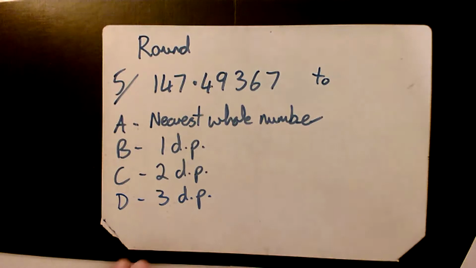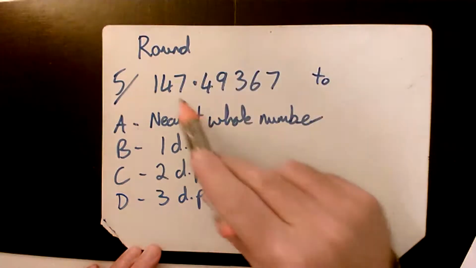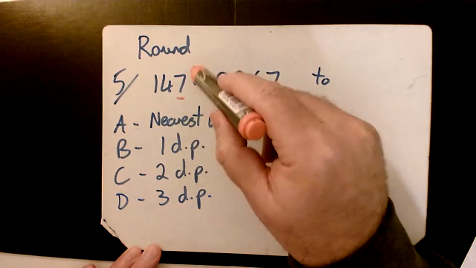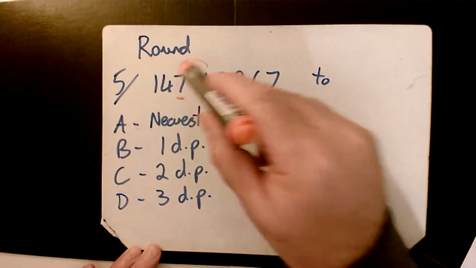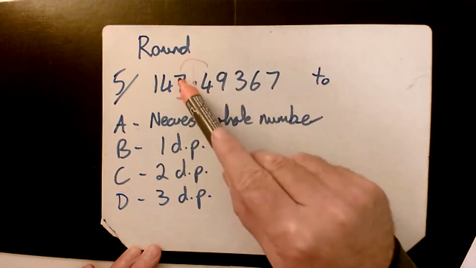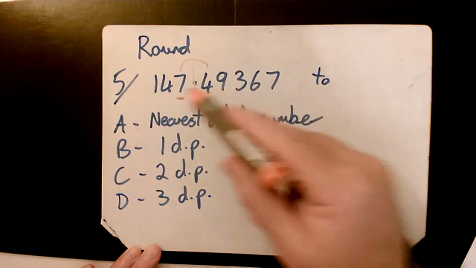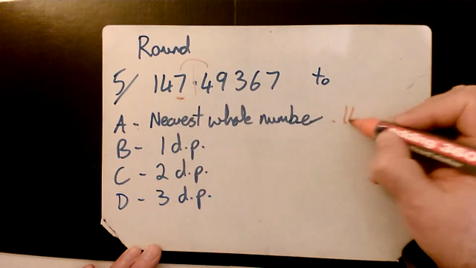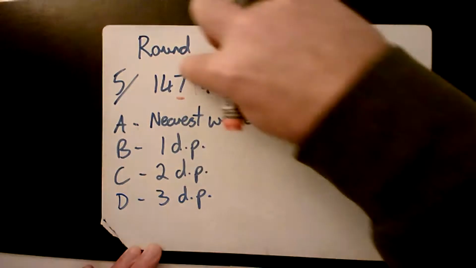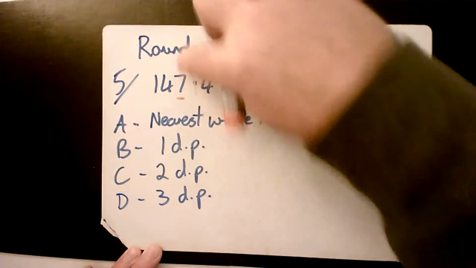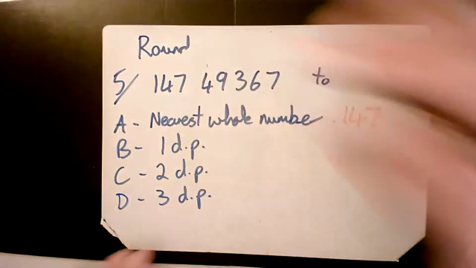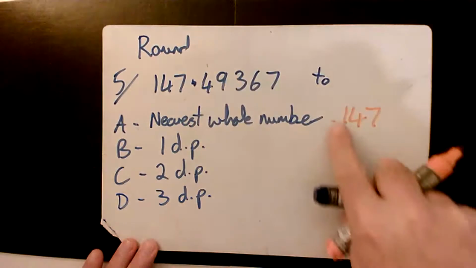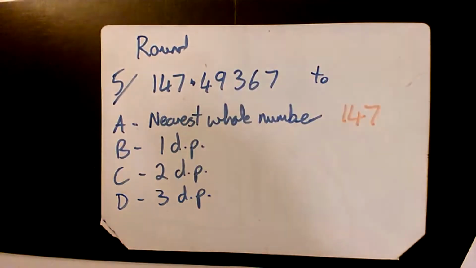Right, let's have a look at the nearest whole number. So because it's the nearest whole number, that's my units, and I do my line here. Will the 4 affect the 7? No. Okay, so actually 147 stays the same. So the answer is 147. And I do not put any decimal points after, okay, because it's asking for the nearest whole number. So I just give a whole number, nothing but the whole number, 147.